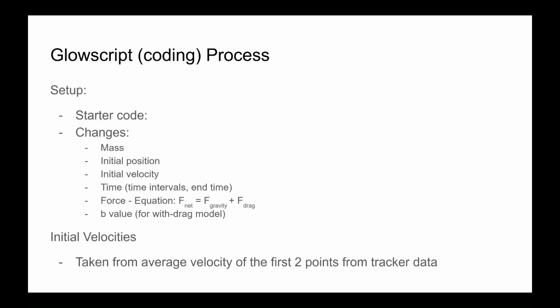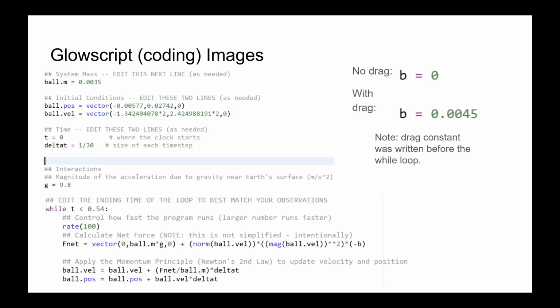For the coding process, I used the starter code, and I changed the mass, the initial position, initial velocity, the time interval, the end time, the force equation, which was changed to net force equals force due to gravity plus force due to drag, and the b value was changed for the with drag model. The initial velocities were taken from the average velocity of the first 2 points from the tracker data.